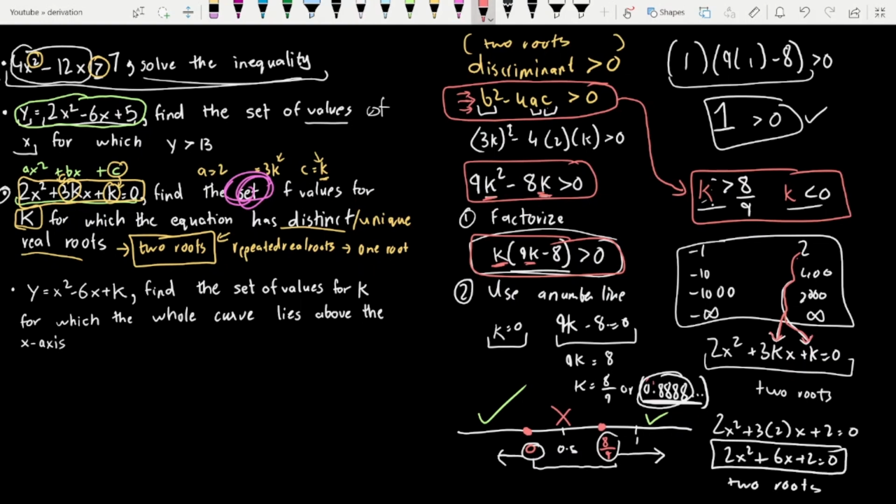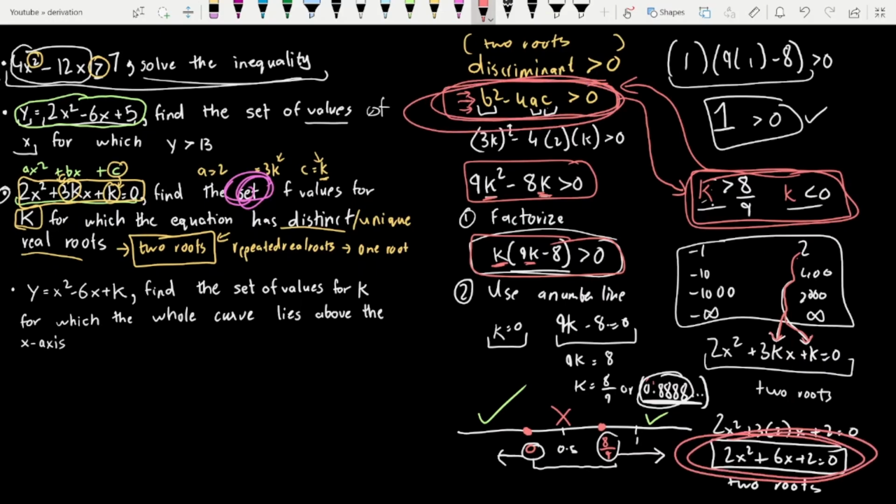Why? Because that's how I designed my values of k. I designed them based on this idea that I need 2 roots. This discriminant has to be positive, which means 2 roots. So if I solve this equation, I'm going to get 2 roots.